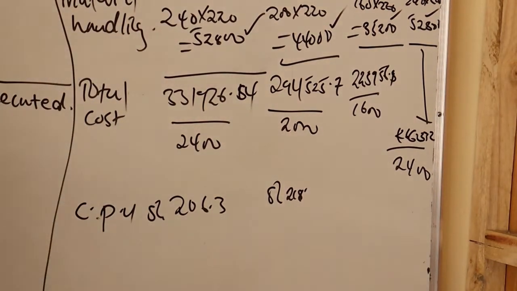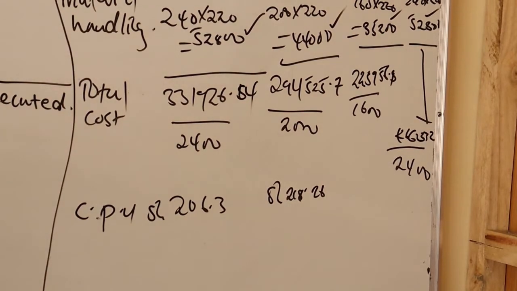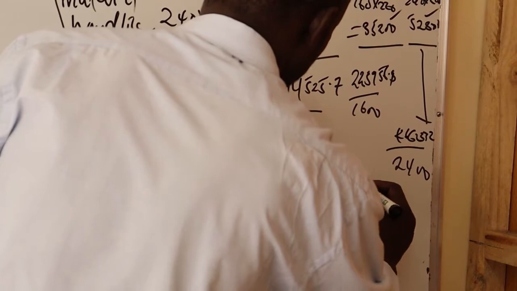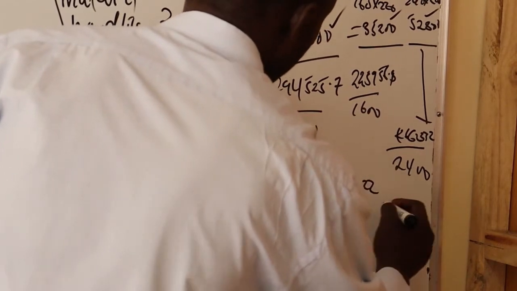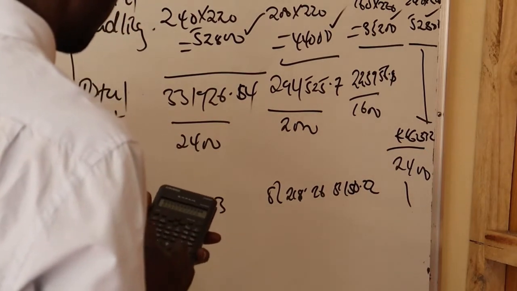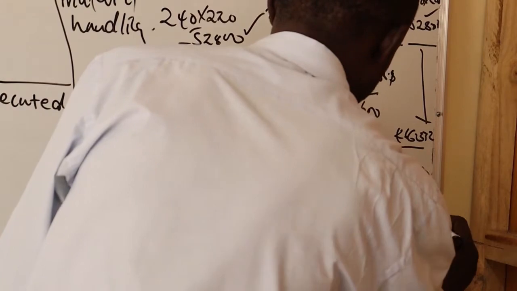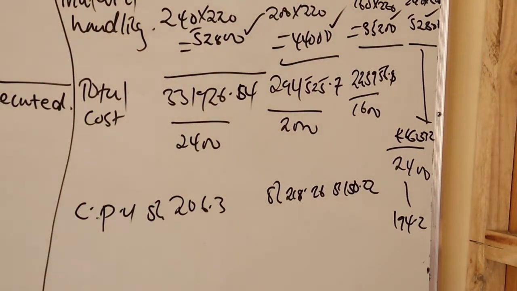218.26. And the other one is 150.22. This is 150.22 shillings. This one, to be divided by 2,400, it will be 194.2. So that one will bring us to the end of that question.